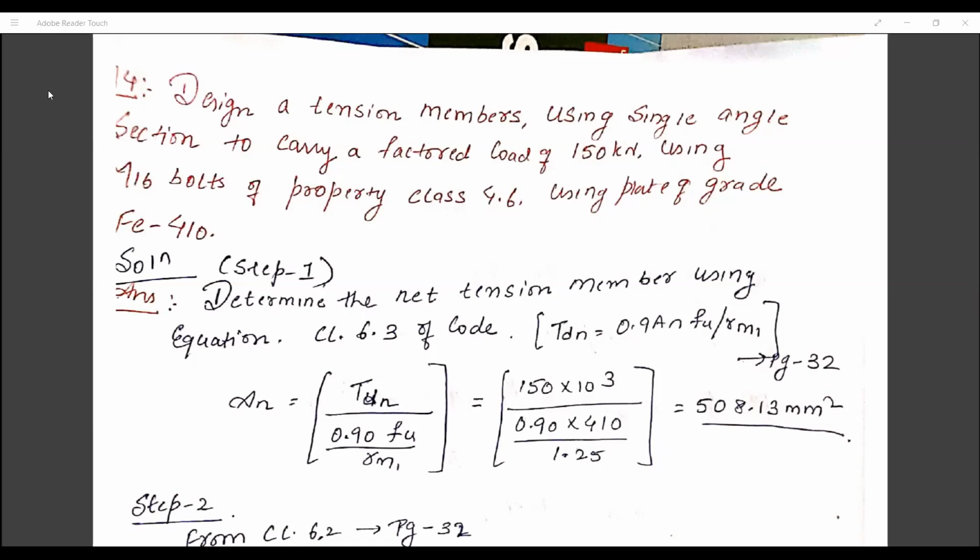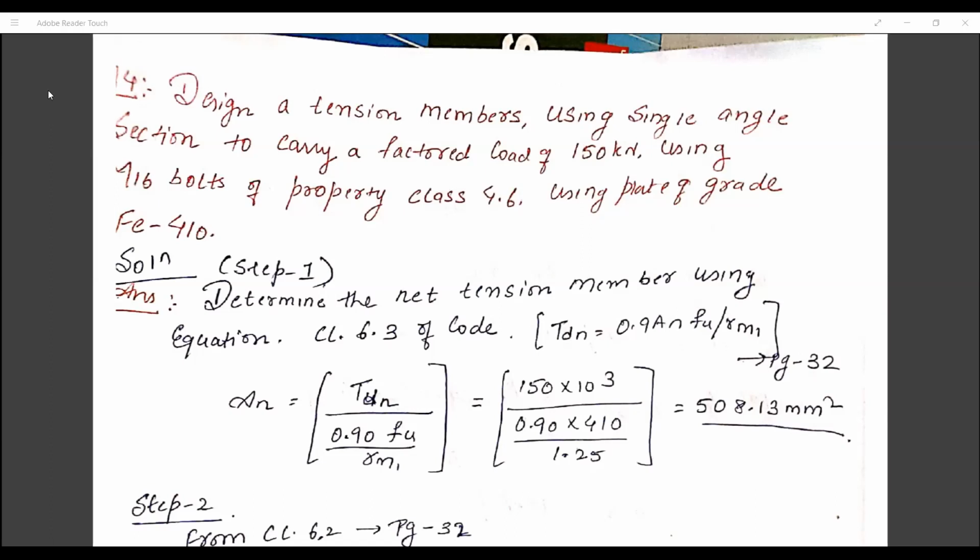So now, once again, if I read the question, see here, if you compare the previous question and this question, there the angle sections were already given like 75 into 60 into 8 mm. So what is given here, only the load is given. We need to design based on angle section, whether it is single angle or double angle. But in our problem, it is given single angle section. So we'll adopt single angle section only.